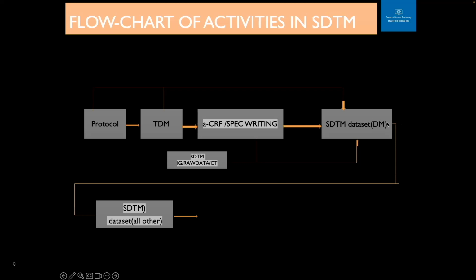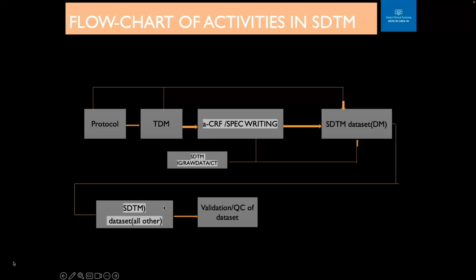Why we create DM? Because DM dataset would be the input. Along with the raw dataset, what we are receiving from the DM team, we also need to use the demographic domain if I'm working on another dataset in SDTM. That's why we create this dataset first. Once this is in place, then we go ahead with the all other datasets in SDTM. Whenever you create a dataset, you will refer all these things.